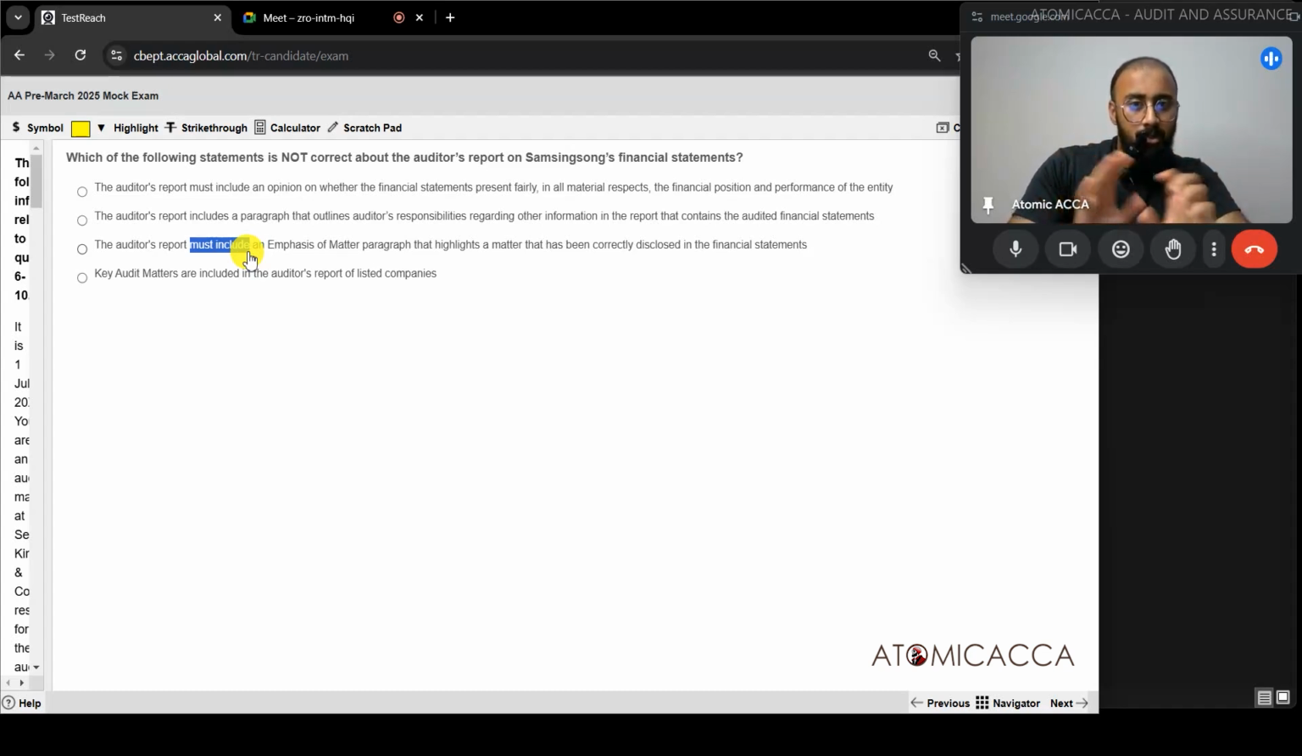Option 1 and 2 are anyway correct. Option 3 is kind of doubtful. We'll see whether option 4 is correct or not. If it is correct, then by default option 3 becomes the wrong one. Option 4: key audit matters are included in the auditor's report of listed companies. That is correct. Key audit matters are only mandatory for listed companies; for non-listed companies, it's not mandatory. So in this case, 1, 2 and 4 become correct. So by default, we understood the reason. Option C is not correct, so that will be the answer over here.